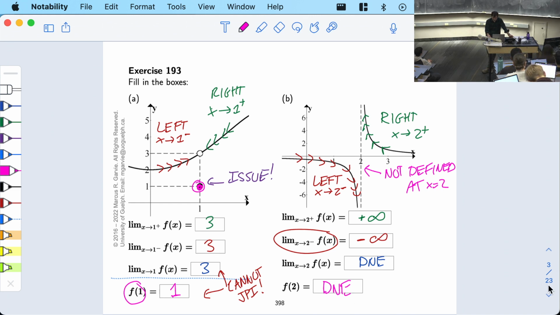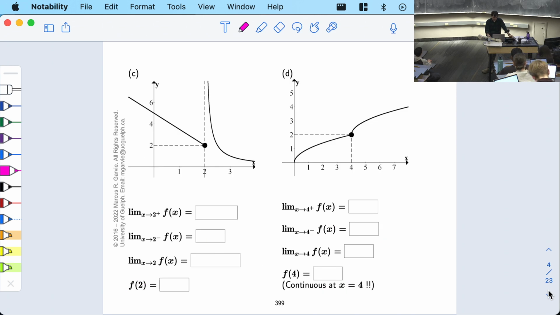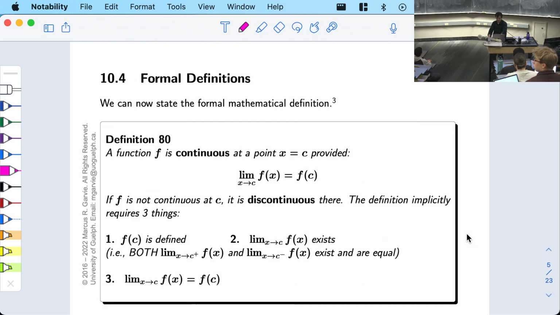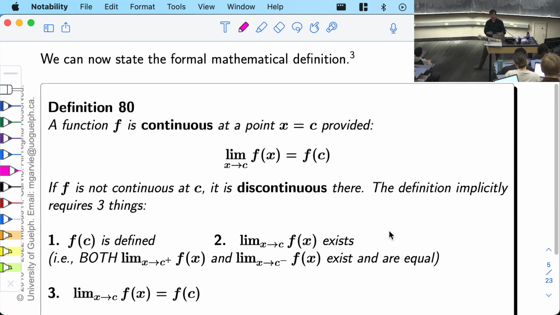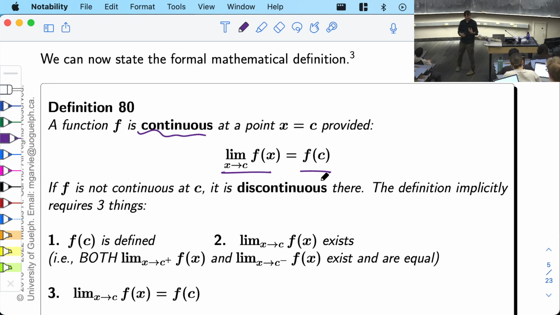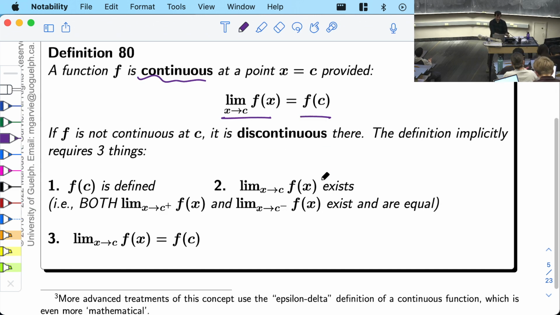We have 2 more examples to work through over here. Before we do the 2 more examples, let's go to the formal definition, which I hinted at last class. So the formal definition says the function is continuous. That is a shortcut. Continuous is a special math word that means the limit equals the value of the function. And of course, if continuous means that 2 things are equal, both things better be defined and they better be equal. So automatically, if it's continuous, it has to be defined, the limit has to exist, and the limit equals the value of the function.